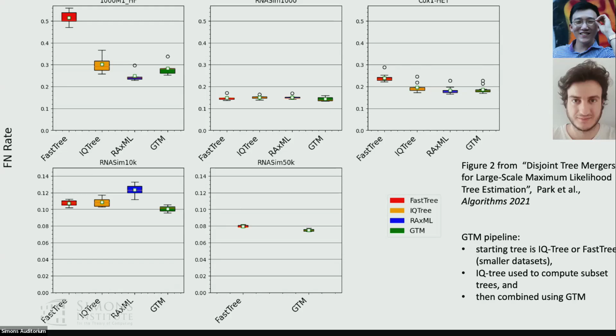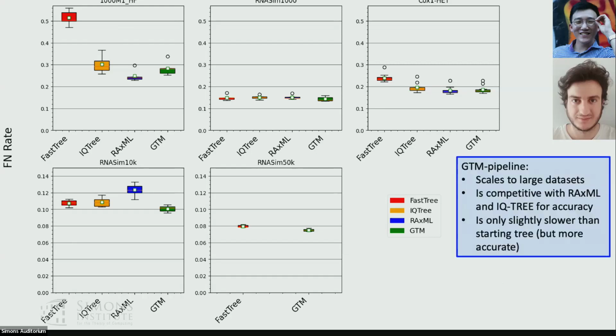This is FastTree, IQ-TREE, RAxML, and here's our divide and conquer technique. What you can see is FastTree is terrible here. RAxML is the best. This is a little bit worse. They're all about the same. FastTree is bad. These are the same. FastTree is actually not bad. RAxML is worse. Our divide and conquer is better. And here we can only run FastTree and our divide and conquer technique.